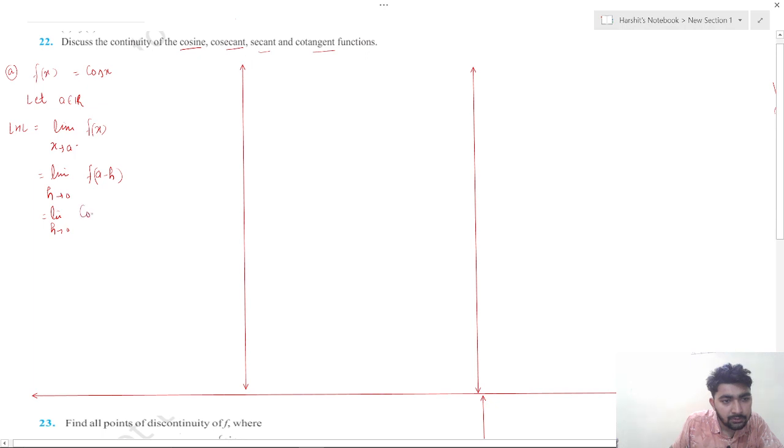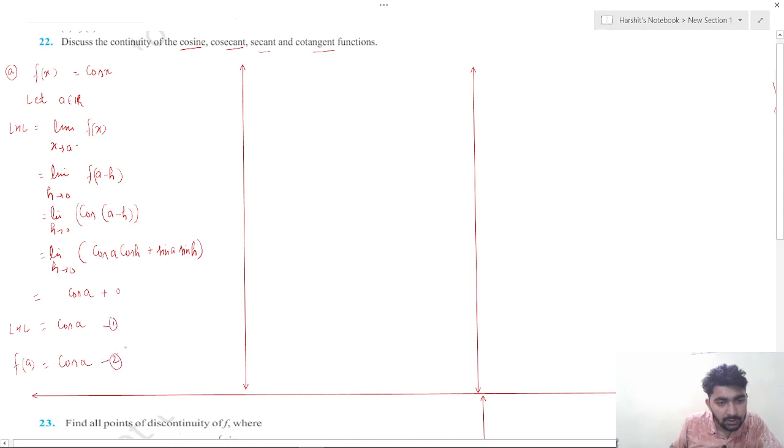Limit h tends to 0 of cos of (a minus h), and here limit h tends to 0 of cos a cos h plus sin a sin h. If you apply the limit, what will we get here? This is your cos a plus 0. So here we will get cos a. Okay, this is your LHL, equation first. Here we will find f of a. What is f of a? It is cos of a again. Assume it is the second equation.